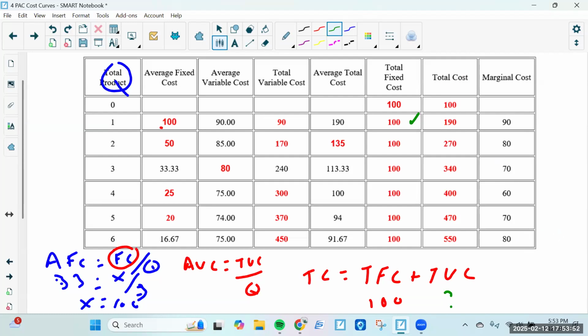Start off with a total cost of 100 when I'm producing 0 units, because you have those things called fixed cost. When I go to produce the first unit, it's going to cost me an additional $90 to produce that first unit. So total is now the sum of the margins. So it's the 100 plus the 90 gives you 190. What about when I go to the second unit? Total is the sum of the margins. 100 plus 90 plus 80 gives you 270.